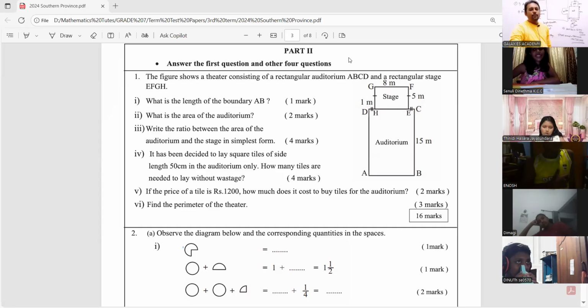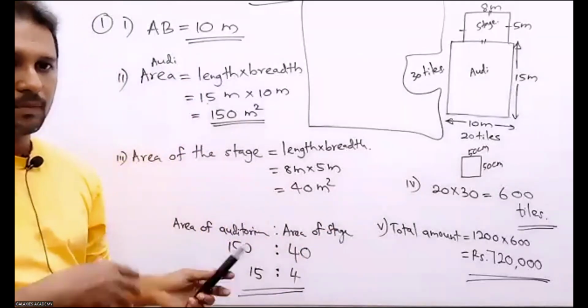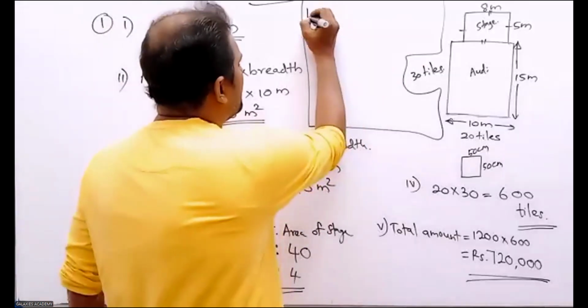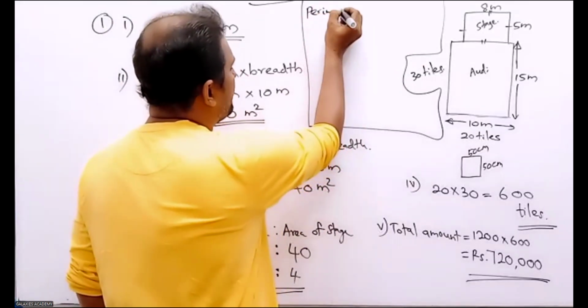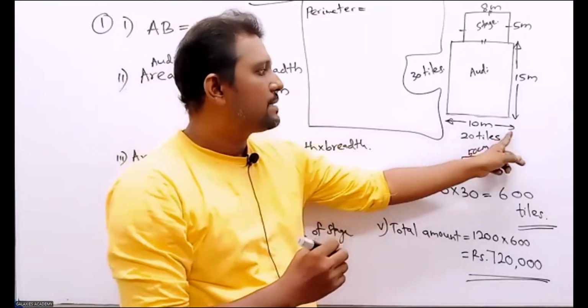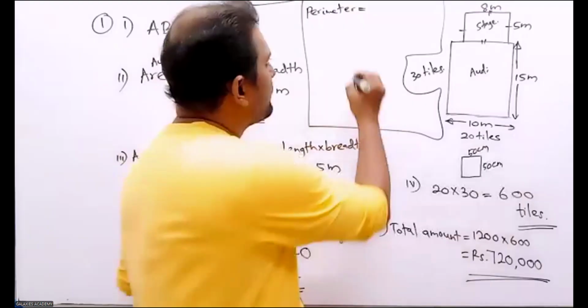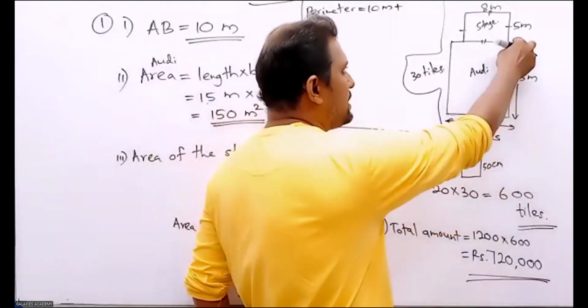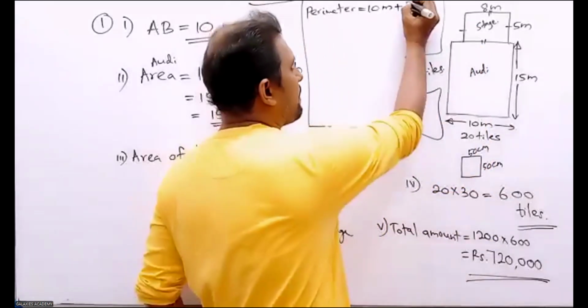Right. Then you have to find the perimeter. Perimeter means the sum of all the bounded sides. Right. Perimeter equals, we have to add this 10 meters, 10. Then also you have to add this 15 and this 15.